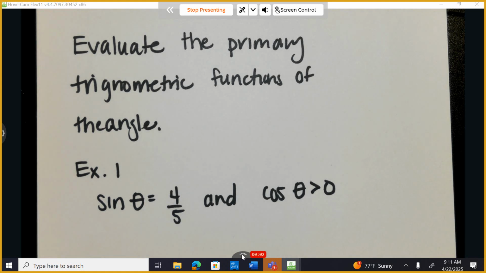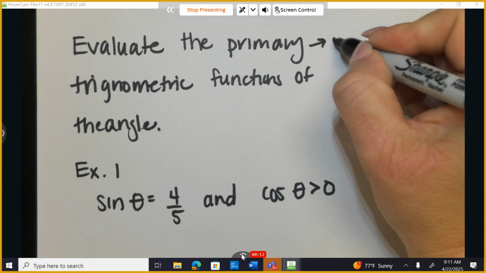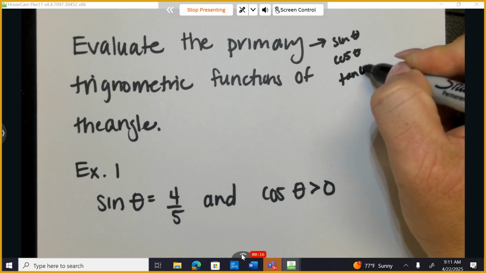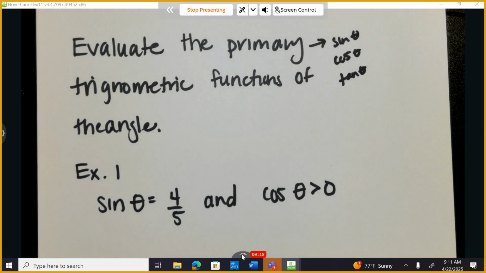We're going to build upon what you already know. So we're going to build upon the skills that you showed in your previous assessment. And so it says to evaluate the 3 primary trig functions. That's going to be the sine of an angle, the cosine, and the tangent. So I will not be asking for the reciprocals, cosecant, secant, and cotangent today.